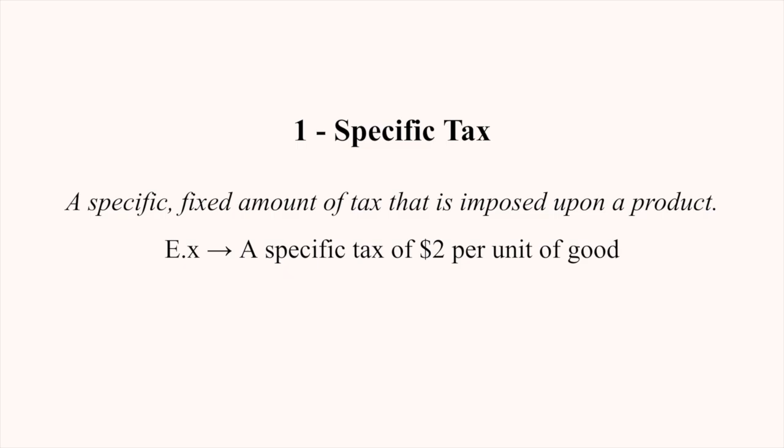And for every unit of good that you buy, let's say you buy 3 of them, your overall tax that you have to pay over and above the cost of the actual product would be $6. Let's illustrate this on a graph.